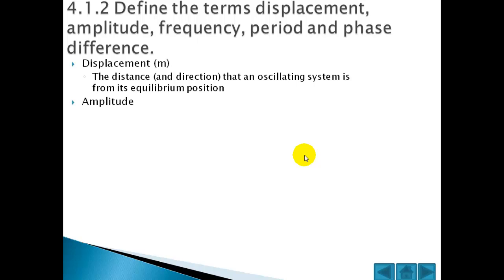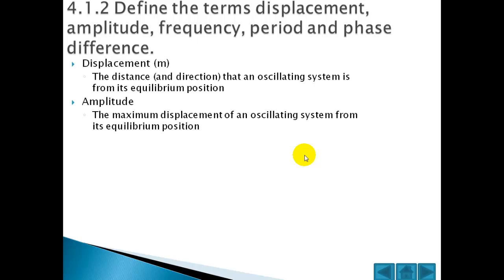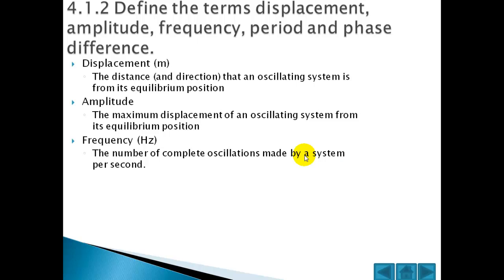The amplitude. This is the maximum displacement of an oscillating system from its equilibrium position. The frequency. This is the number of complete oscillations made by a system per second. The period. This is the time taken for the system to do one complete single oscillation.